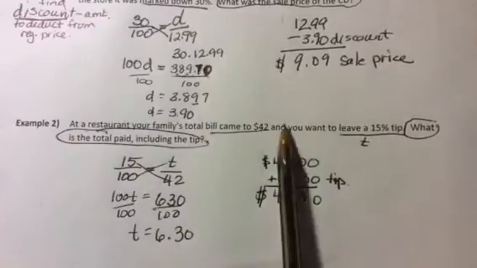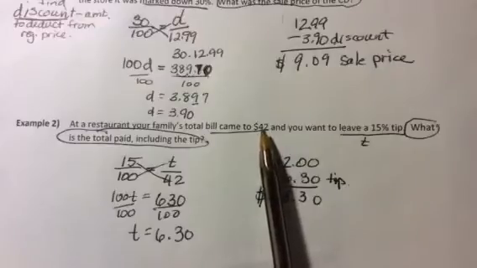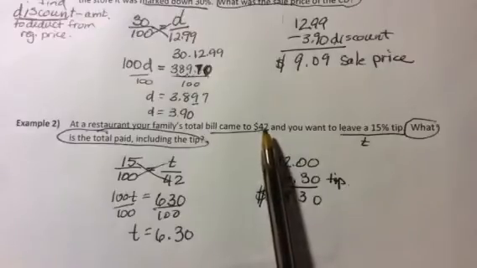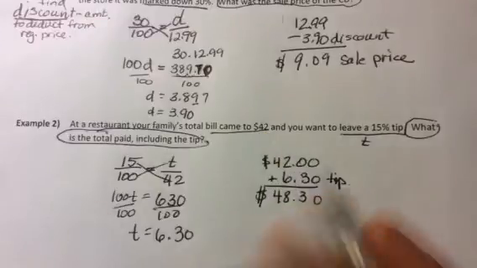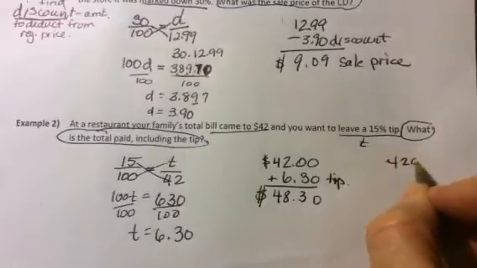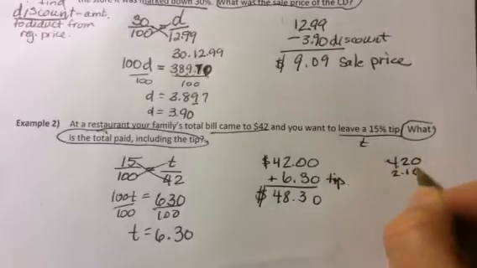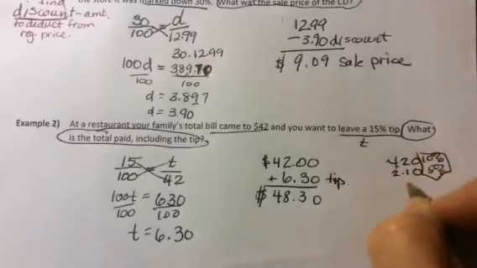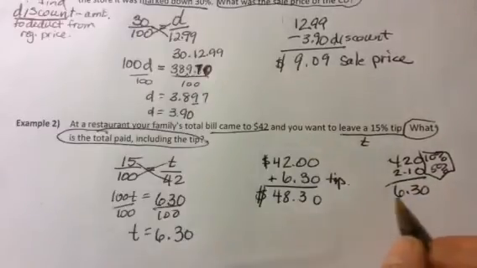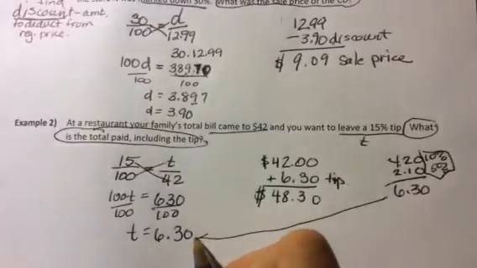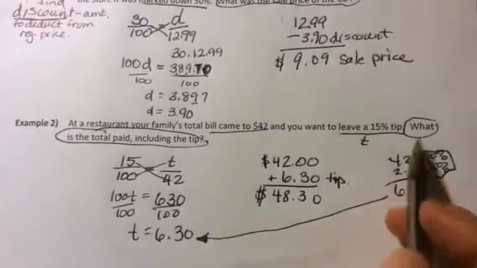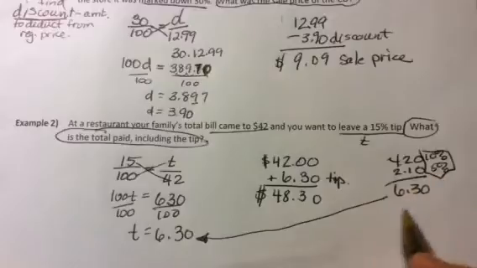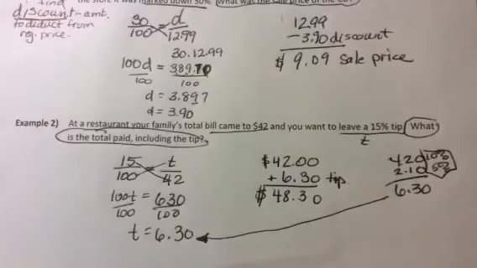And I could double check this using my mental math. I could do 10%, which would be $4.20, and then half of $4.20 would be $2.10. So if I take $4.20 and add $2.10, this is 10%, this is 5%. So when I add those together, I get $6.30, and that's exactly what I got when I did it mathematically with proportions. If you want to do it this way, that's fine. Just show me what your mental math is like this, and I'll be fine with that.